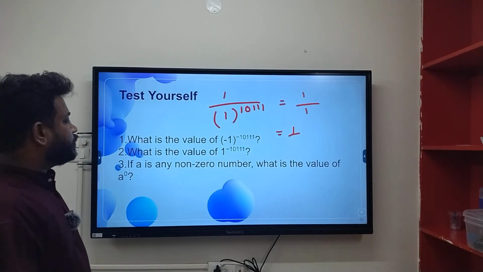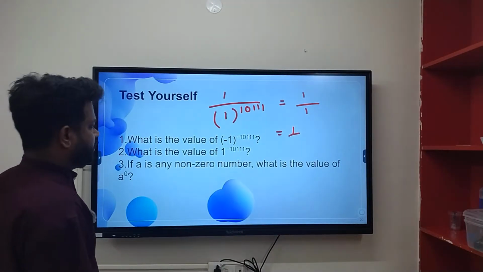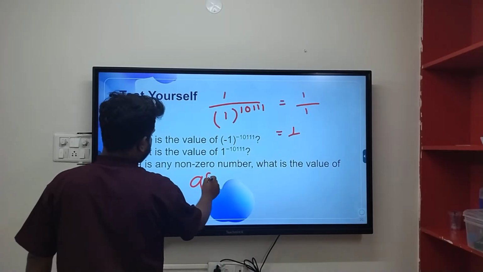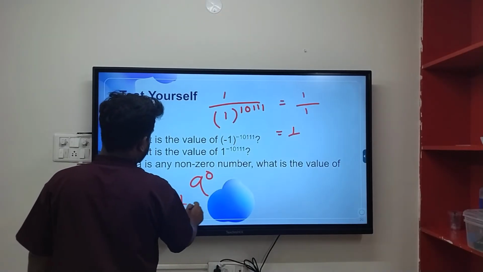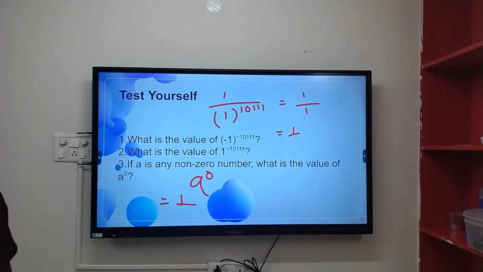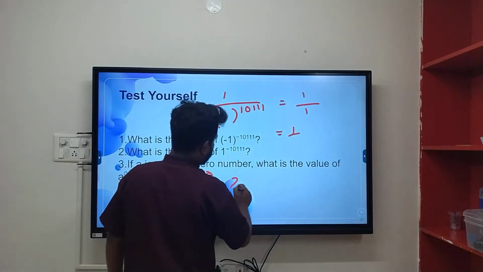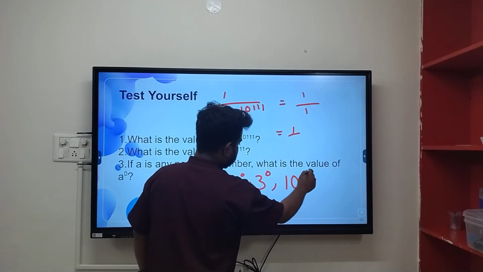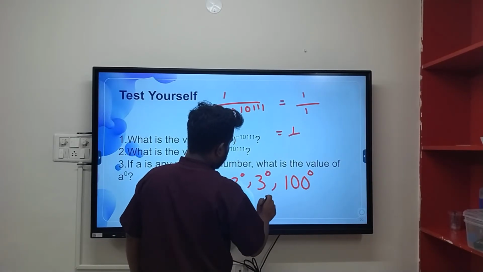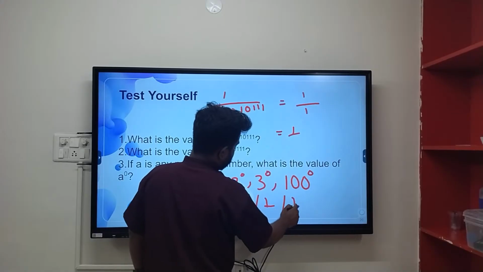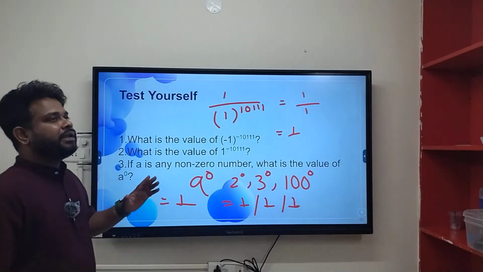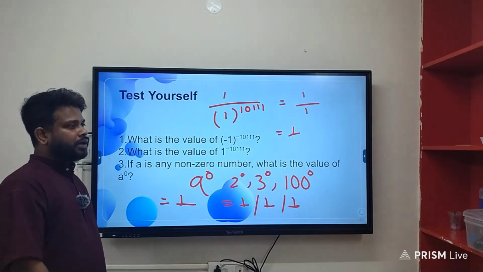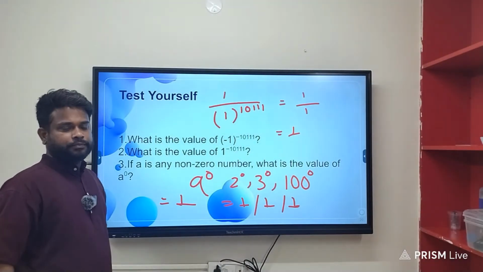If a is any non-zero number, what is the value of a to the power 0? I have talked about it a few times earlier, that a to the power 0 will give us the value of 1. Be it any number, be it 2 to the power 0, 3 to the power 0, 100 to the power 0, all the values will be 1. So this is like a universal truth, that the value of a to the power 0 will be 1, and a is any number.